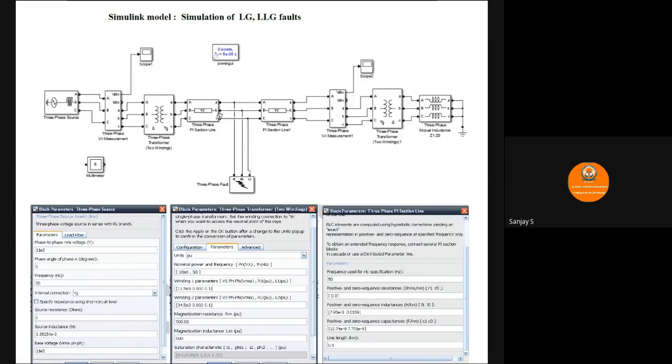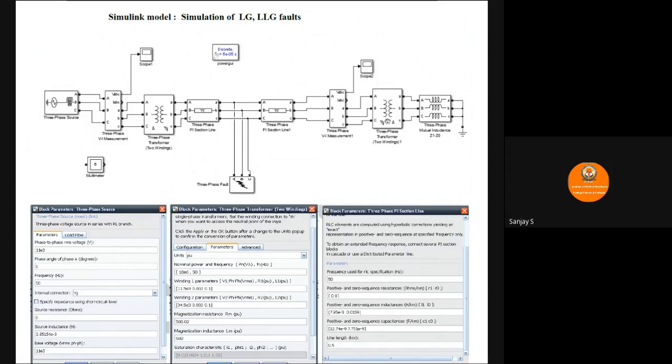We have 0.5 kilometer of transmission line represented by this model on the left side, and the other 0.5 kilometer on the right side. In between, we have a three-phase fault block, which will be connected to all the three lines. And then we have another three-phase VI measurement block over here, again for the measurement of voltages and currents, VABC and IABC.